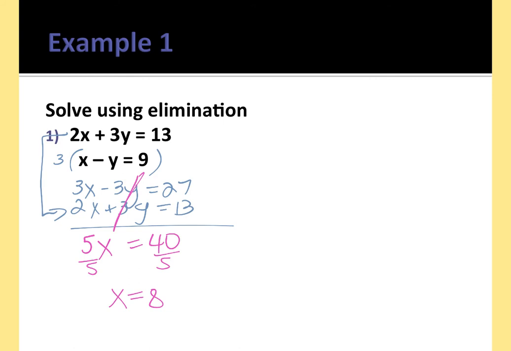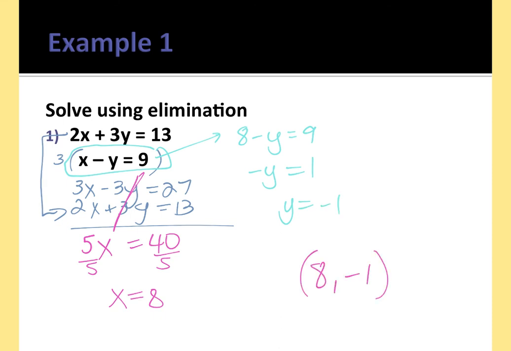Yep. And then I'm going to take this and plug it back in, and I could plug it back into either of the original equations. I could even plug it back into the one I multiplied by 3, but those are bigger numbers, so I'd probably avoid it. So I'm going to plug it into the second one. 8 minus y equals 9. Negative y would equal 1, and y would equal negative 1. So the answer to this is 8, negative 1.